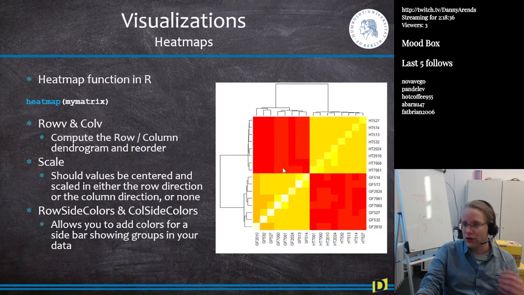So it allows me to just add an additional bar with colors, and I can do that for the rows, and I can also do that for the columns, of course. So I can add two different bars saying that, well, these are, for example, the tissues, and on the other side I want to have blue for males and pink for females.